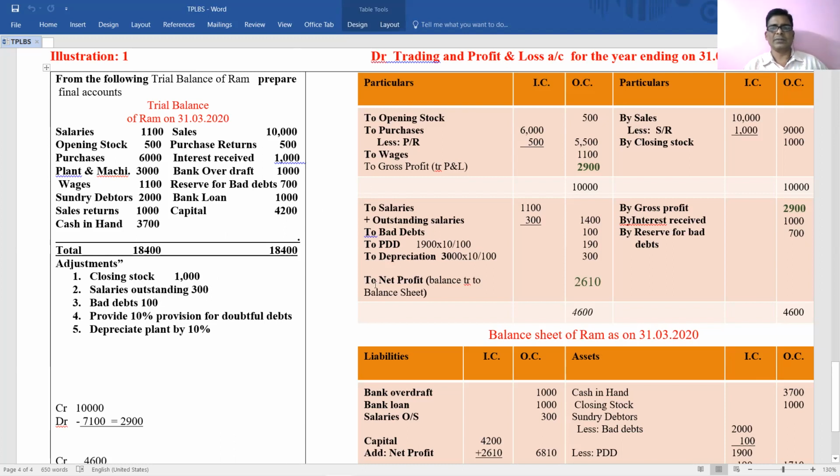See here, I will explain how this problem works. This is the trading account debit side. This is the trading account credit side. This is the profit and loss account debit side. This is the profit and loss account credit side. This is the liability side. This is the asset side. I will explain one by one.